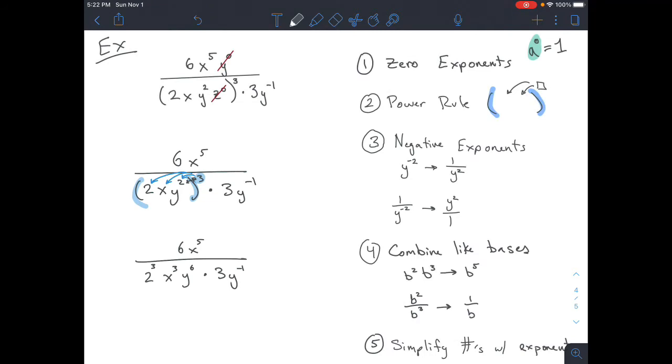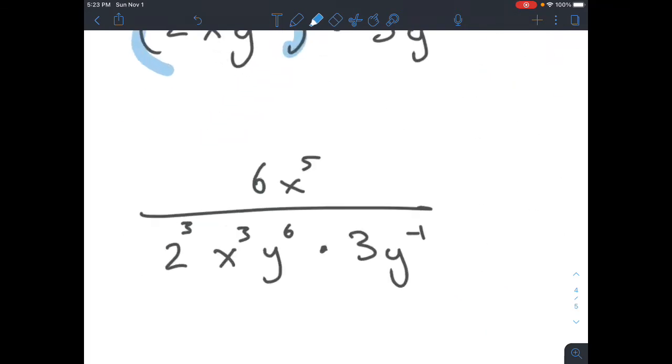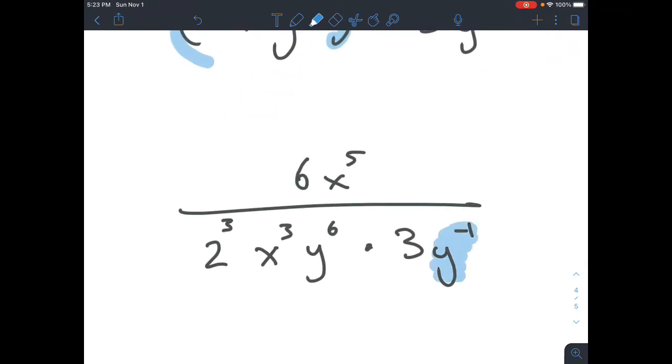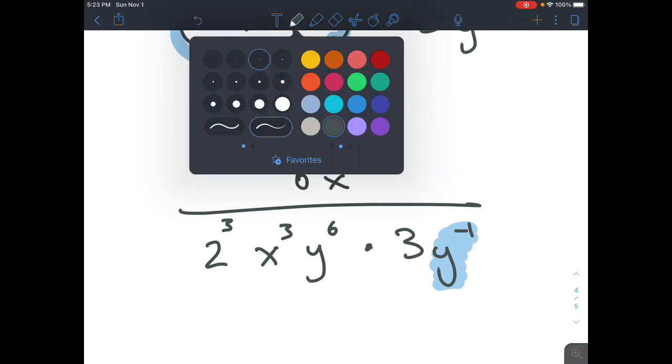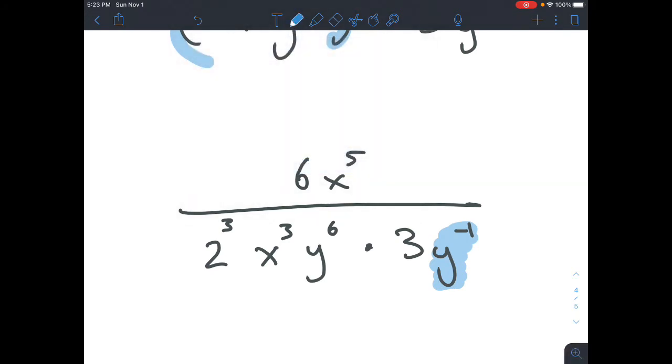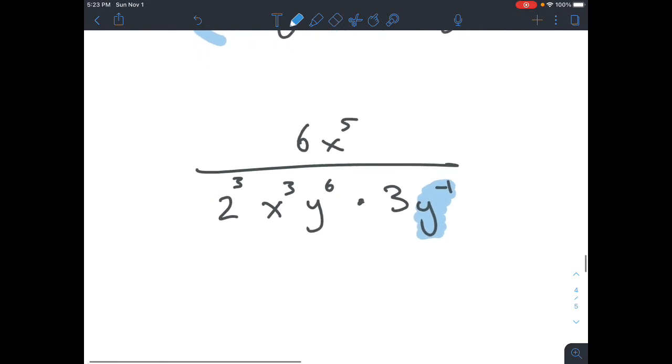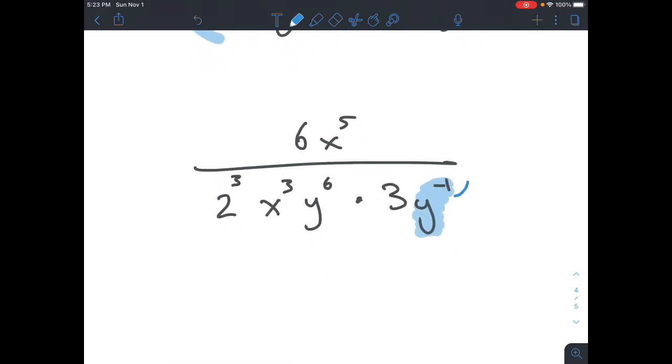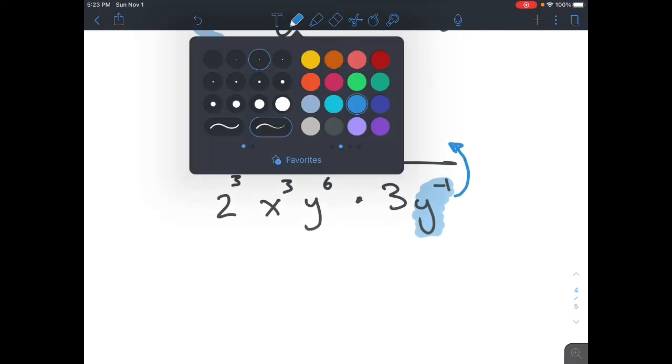Next, we're going to take care of the negative exponents. So here's my negative exponent right here. He's only applied to the y. Some students will try to apply the negative exponent also to the 3, but that only works if you have parentheses around both things. So the negative 1 only applies to the y. He's currently in a denominator, so we're going to bring him up, stick him in the numerator.